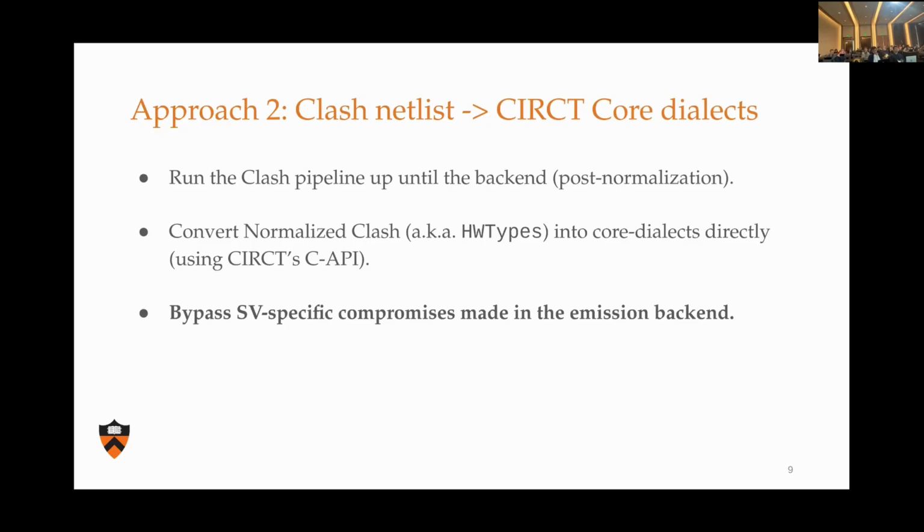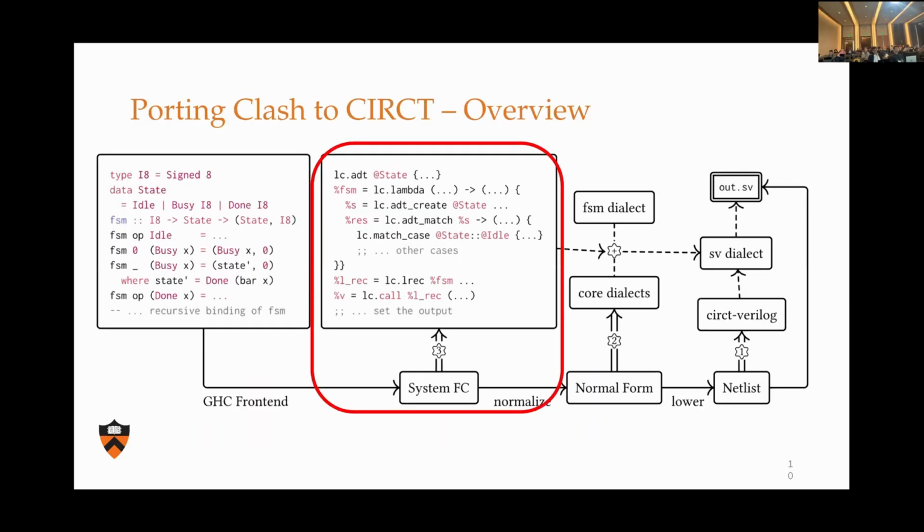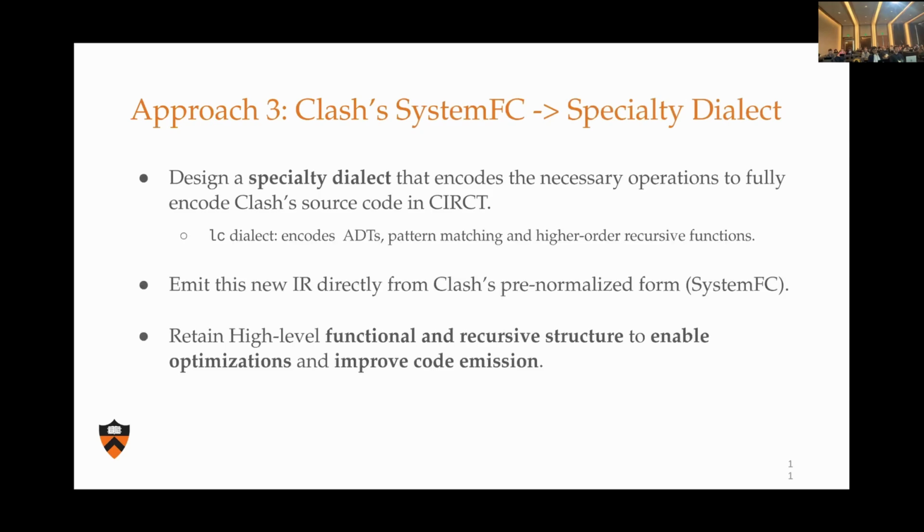So there's certain transformations and lowerings that Clash has to do to fit SystemVerilog's model. Maybe we don't have to do that and then extract better optimizations out of that. But the problem is this still does not retain the high-level structure of our source code. So now we come to our final approach, which is basically we have to introduce a specialty dialect into CIRCT that allows us to encode all of these functional components.